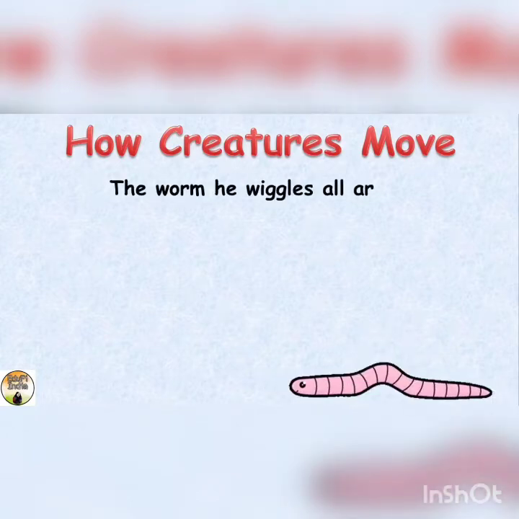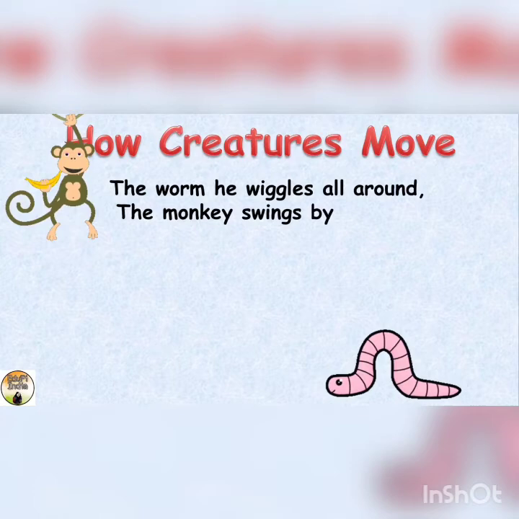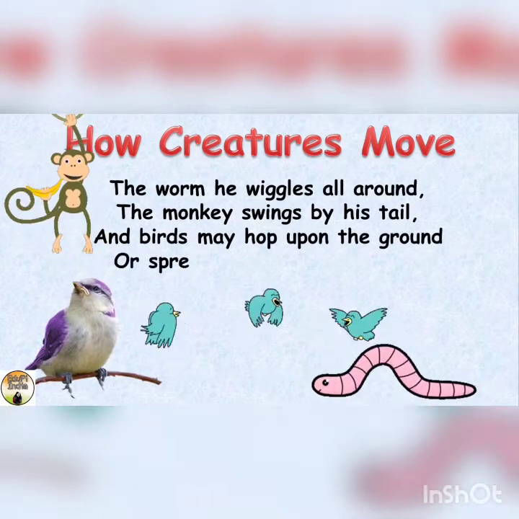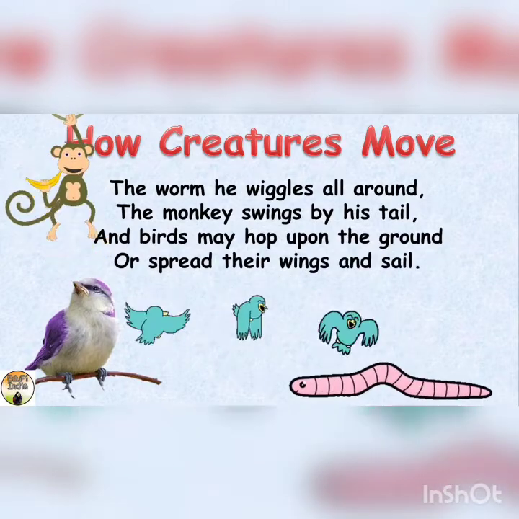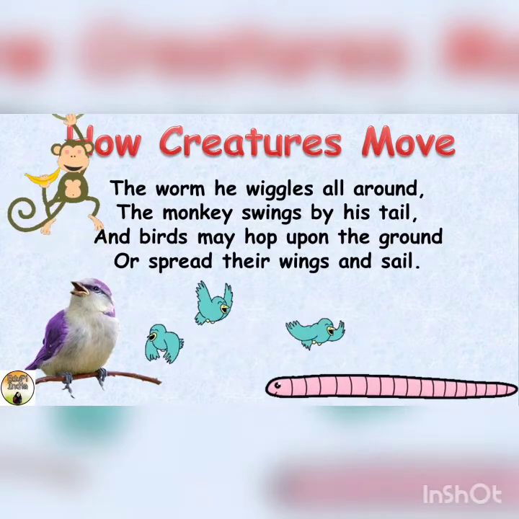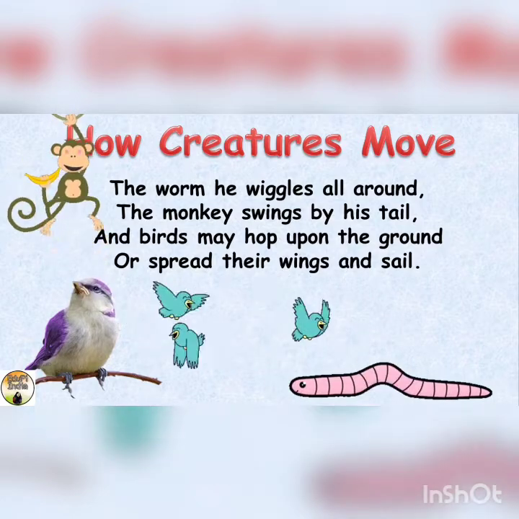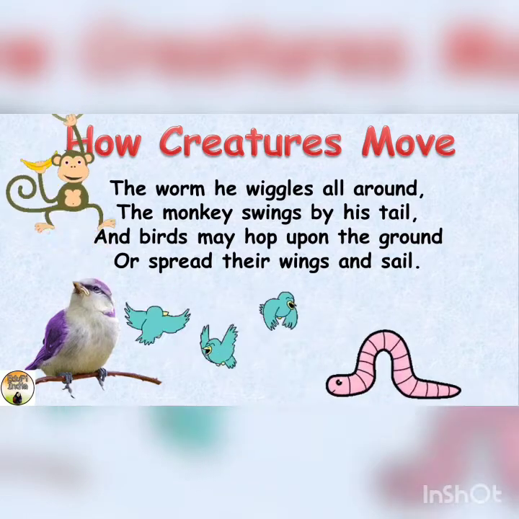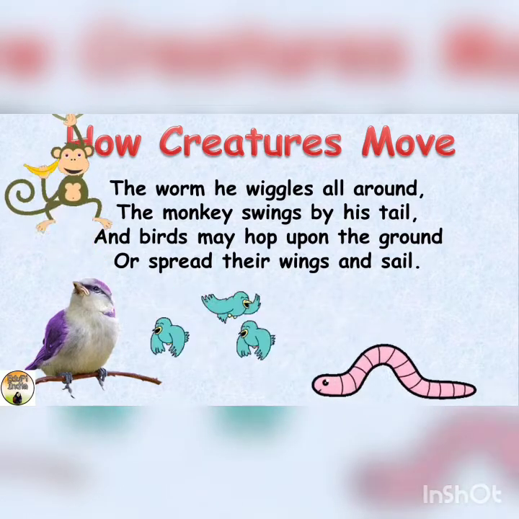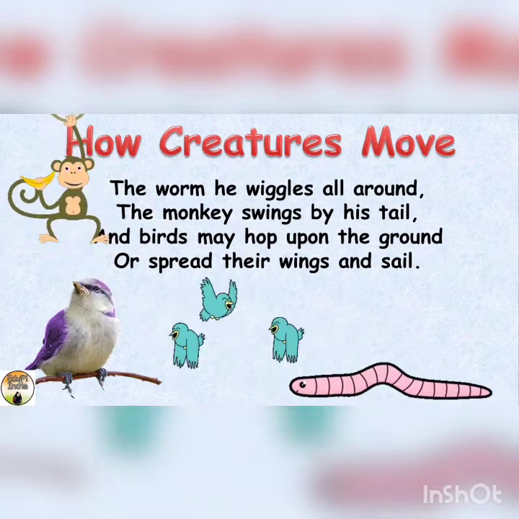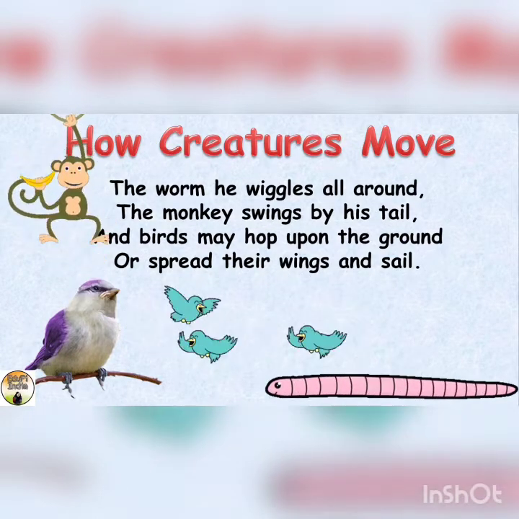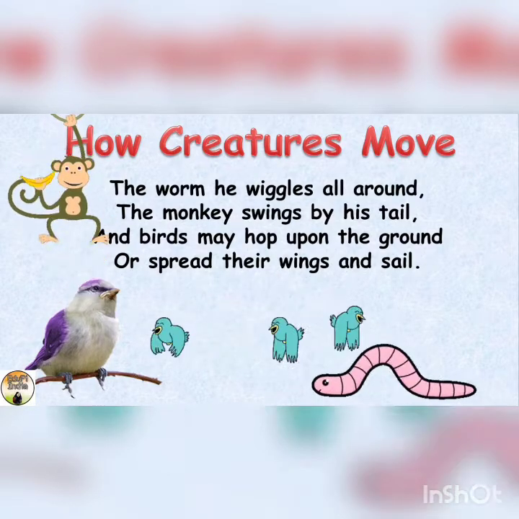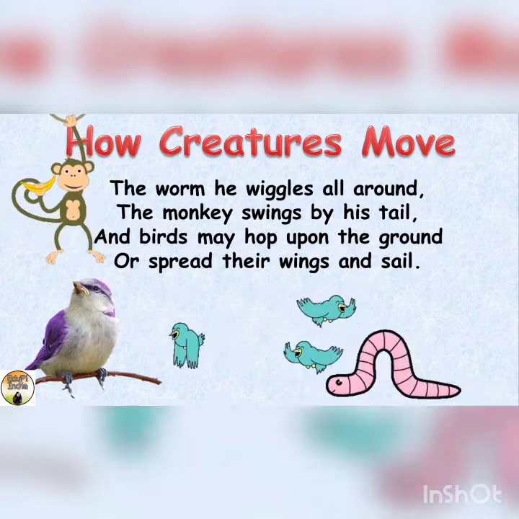The worms, they wiggle all around, the monkey swings by his tail, and birds may hop upon the ground and spread their wings and sail. So what is going on here? The worm, he wiggles all around. Wiggles means they have certain muscles with which they contract themselves and then stretch. So you can see in the picture also, the worm is contracting and then it is stretching. So with this contraction and stretching, they are able to move. And this movement we call wiggles.